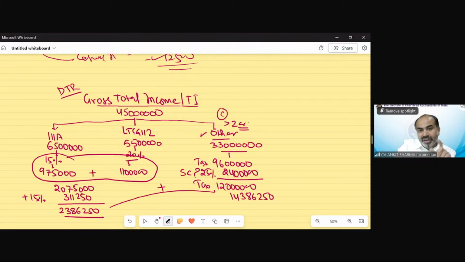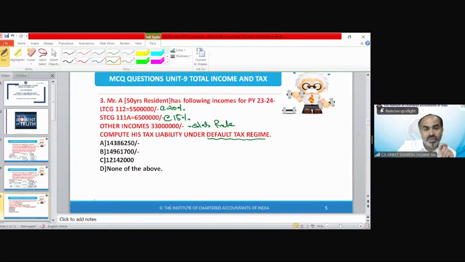So whenever you calculate the answer like this and you find that this is option number A, you might be able to tick that option. But take your time. Cess is not yet applied. Now 4% cess would be 5,75,450. My total tax would be 1,49,61,700. That would be the correct option, and that is option number B. The correct option is option number B. I hope it's clear.